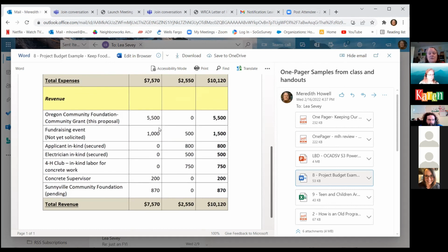And then, the grant, we're asking for $5,000. The fundraiser is going to make $1,000. We haven't done it yet, so we said not yet solicited. We put secured down for our in-kind because we've already got agreements for that. And it looks like we're going to another foundation to pay for our staff costs. So voila, that's our simple project budget using cash and in-kind. Kind of cool?